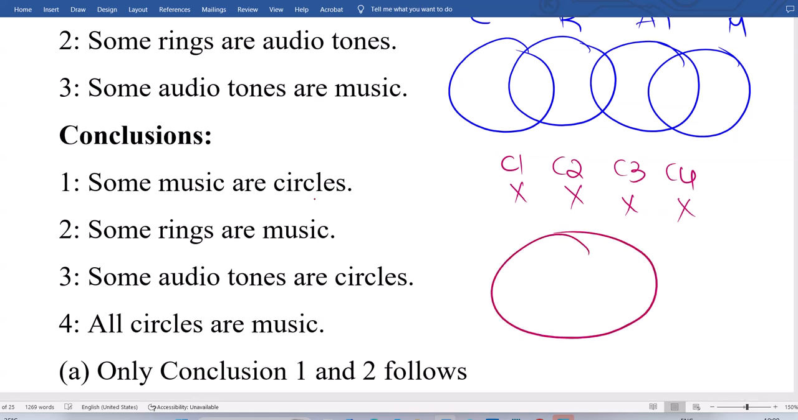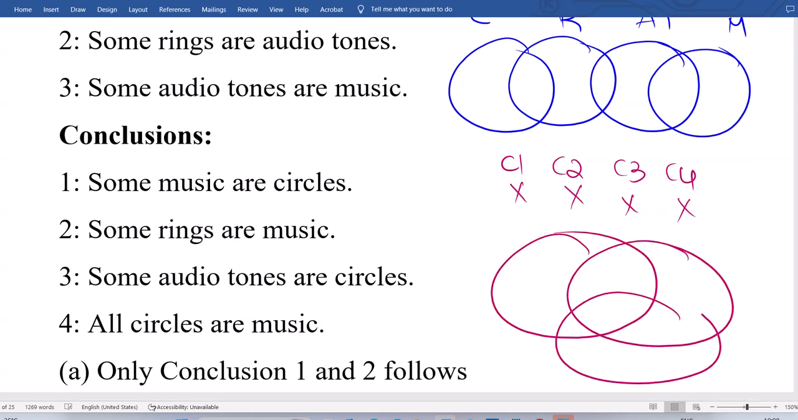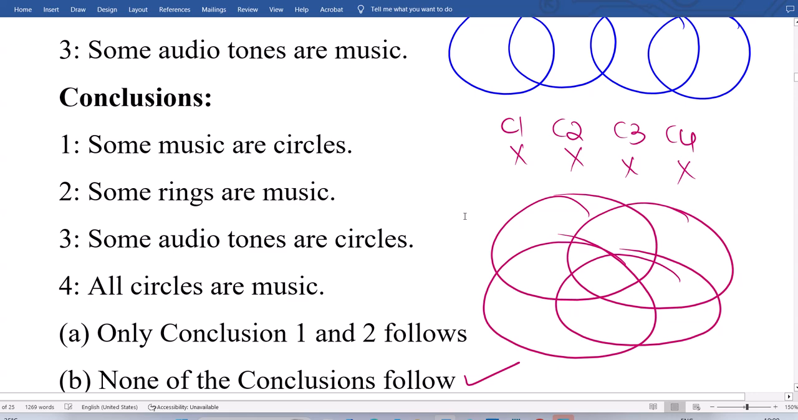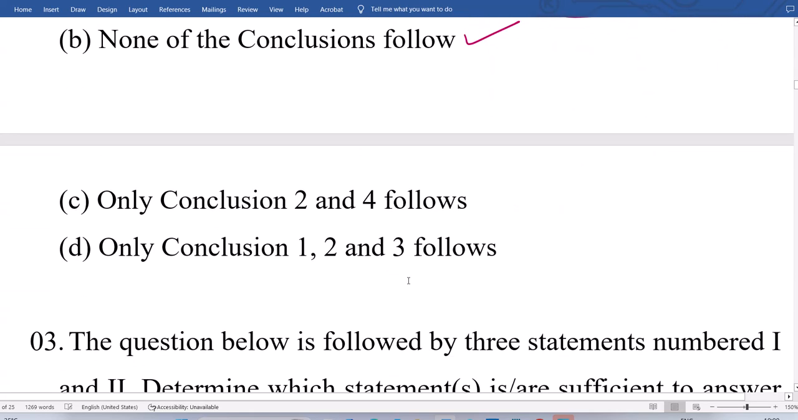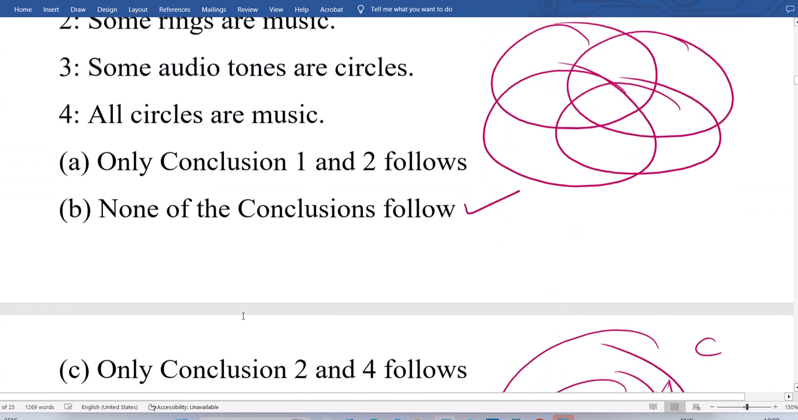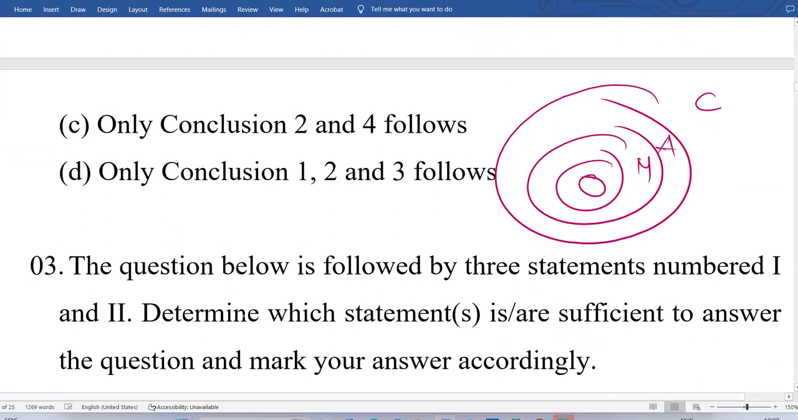This is one diagram: some circles are radio, some radios are audio tones, some audio tones are music. You can draw like this also. This is another diagram: some circles are audio tones, some audio tones are radio, radio or music. The other diagram you can try: some circles are audio tones, some audio tones are music, some music are... some circles are music. You can put all 4 into 1 also.